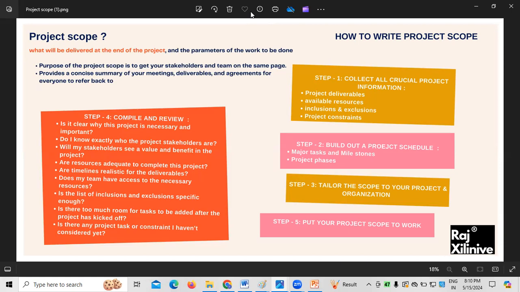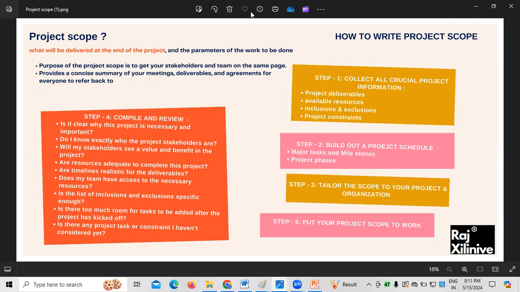After that, we need to compile and review. Compile and review means we need to cross check everything. What was the first point? Read out the first point, please read. Collect all crucial project information. First, under compile and review, read the first point.